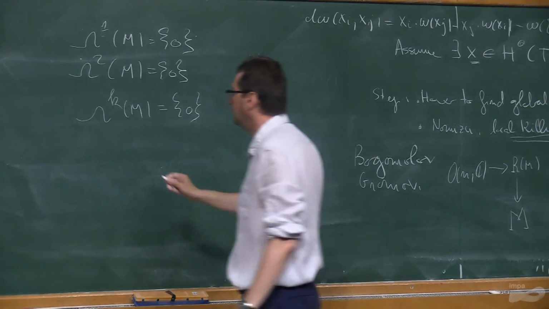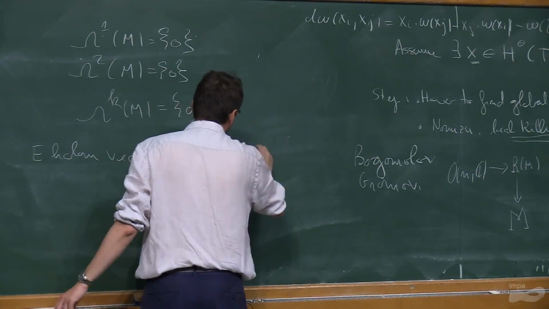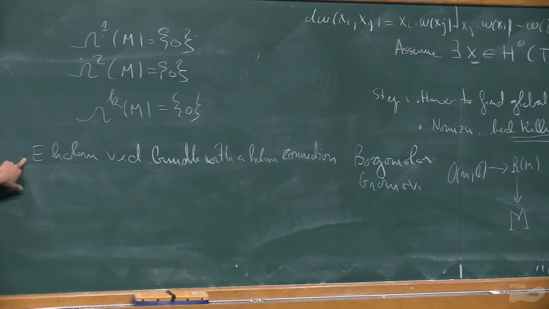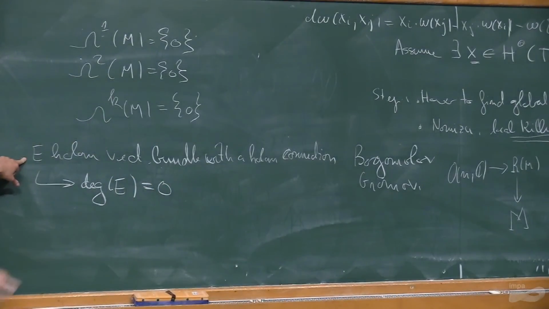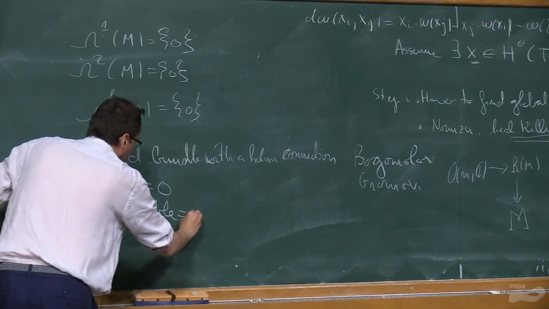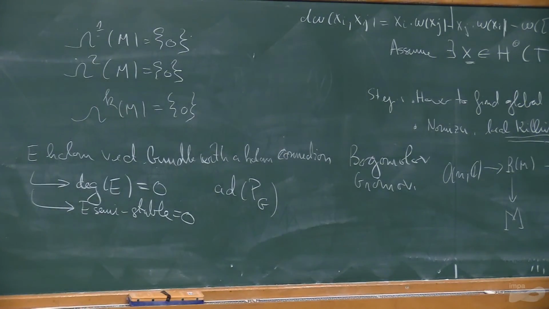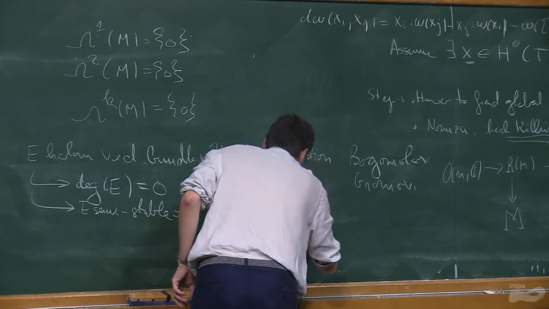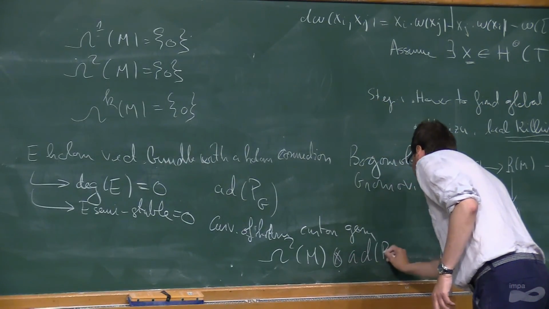Now, also, if you have E, a holomorphic vector bundle with a holomorphic connection, the curvature will be a form. So the holomorphic connection must be flat. So this will give you degree 0. And once again, you have these stability conditions showing you that E will be semi-stable. And you apply this to the adjoint bundle of your geometry. And you show that the curvature of the holomorphic Cartan geometry will be a two-form on your manifold with values in this semi-stable vector bundle of degree 0.